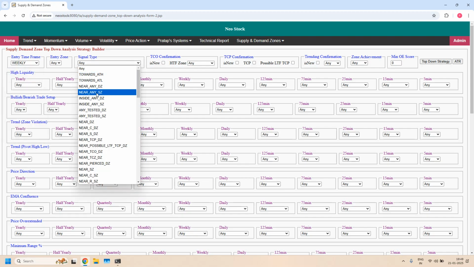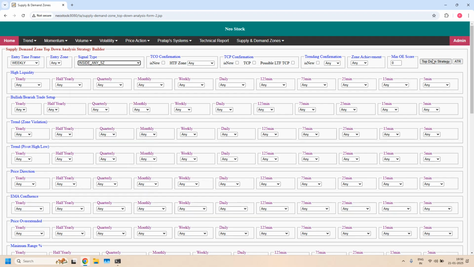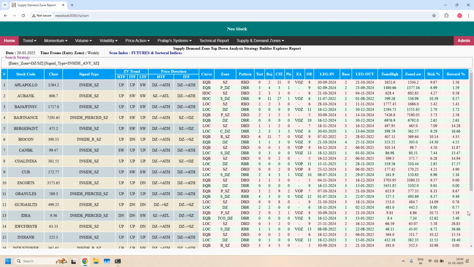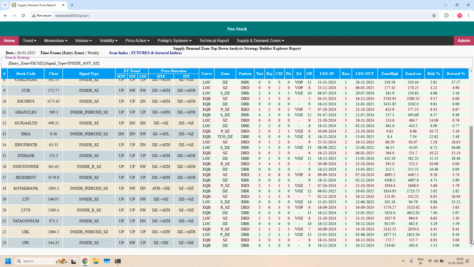Price closed inside the weekly supply zone. So total 23 stocks are filtered. First 15 stocks in the list. Scrolling the list down. So total 23 stocks are filtered. Price closed inside weekly supply zone.